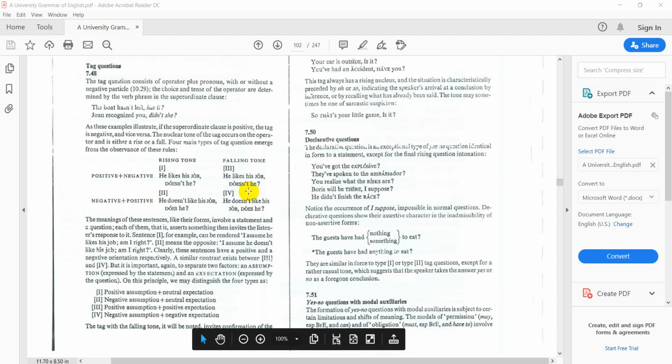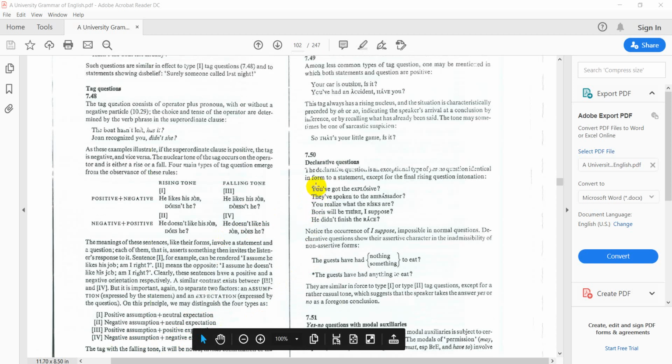While with the third one, when you use a falling tone, it means that you know. So if you have a positive assumption, it means you have a positive expectation. And if you have a negative assumption, it means that you have a negative expectation. That's why you lower your tone or use a falling intonation. I believe this is clear now.